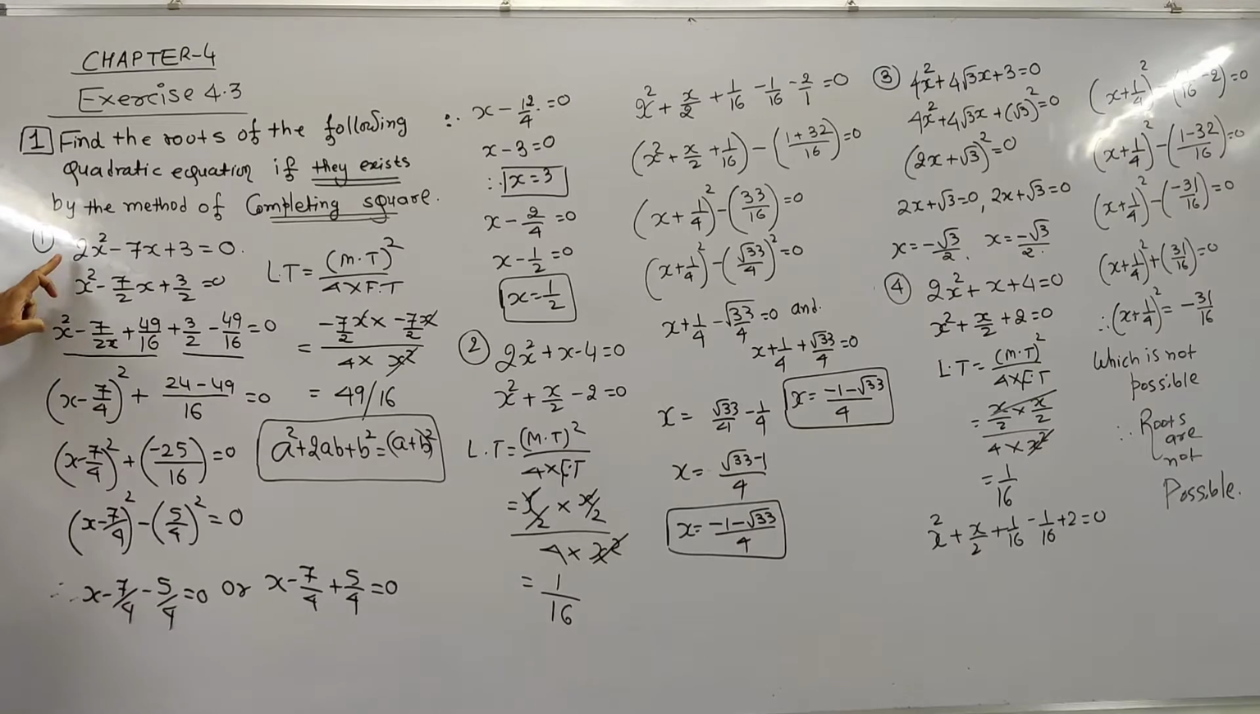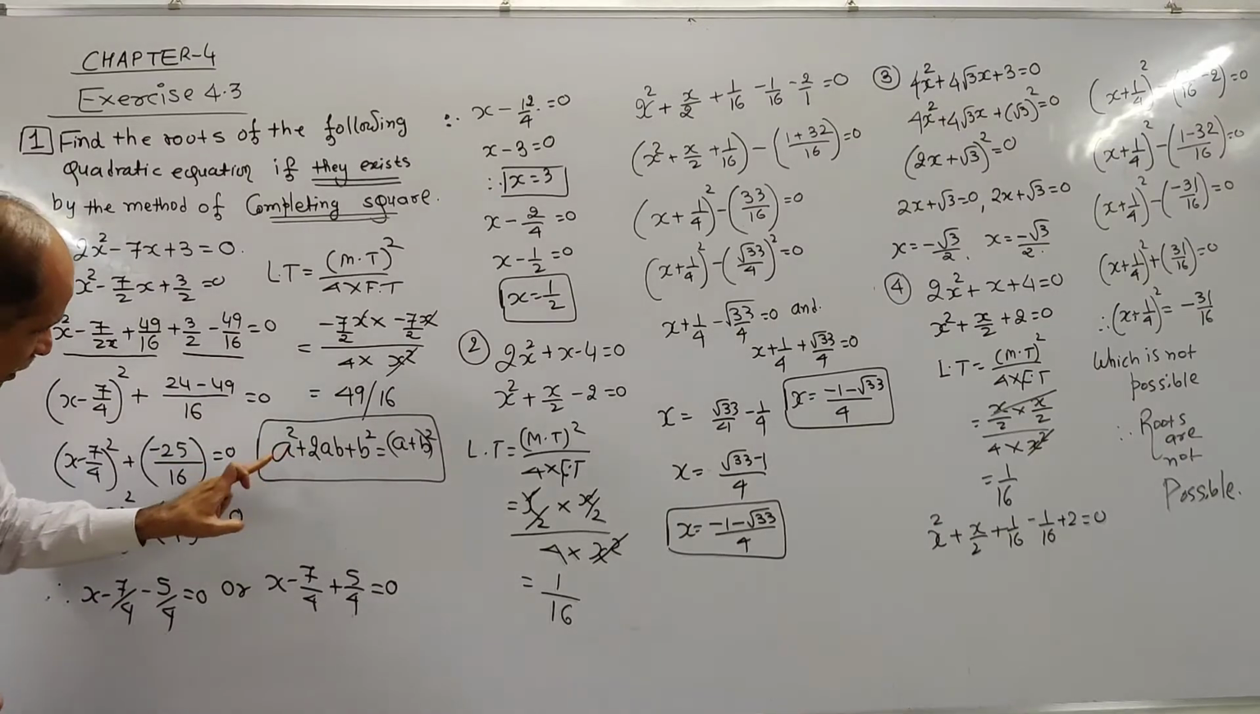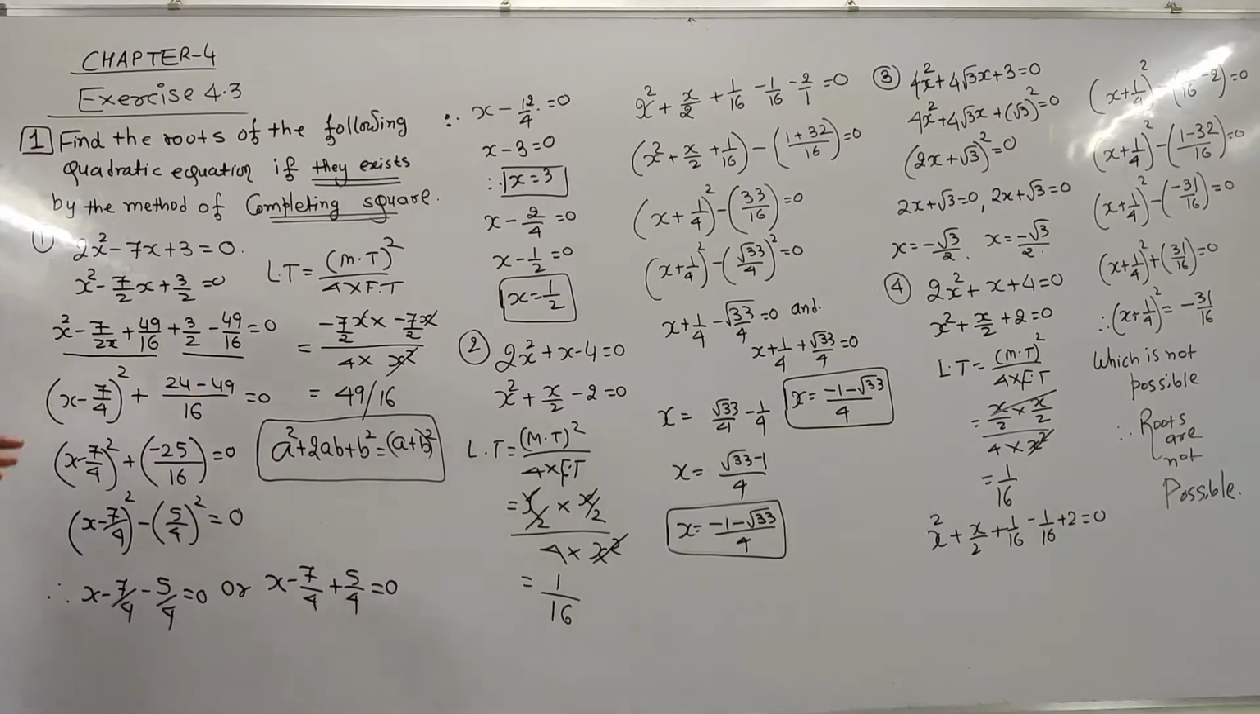The first example is 2x square minus 7x plus 3 is equal to 0. Now here it is 2x square. In a perfect square polynomial, the first term should be a perfect square. Here 2x square is not a perfect square, so divide this equation by 2.